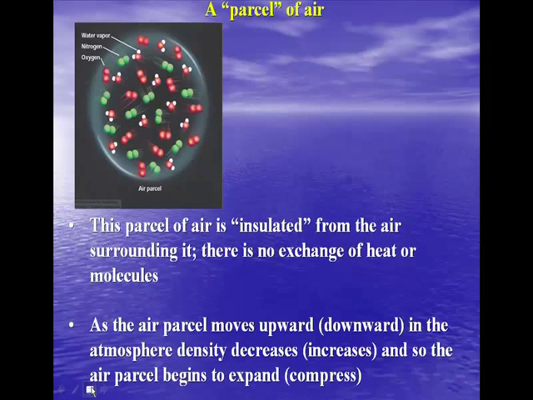Now, as we begin to move this air parcel up and down, as we learned from Chapter 1, the density of the atmosphere decreases as we head upward through the atmosphere. So as we move this air parcel up to an area of decreased density, the air parcel will begin to expand, and we'll talk about how it expands and why it expands. And then as this air parcel begins to move downward, it will compress or shrink.